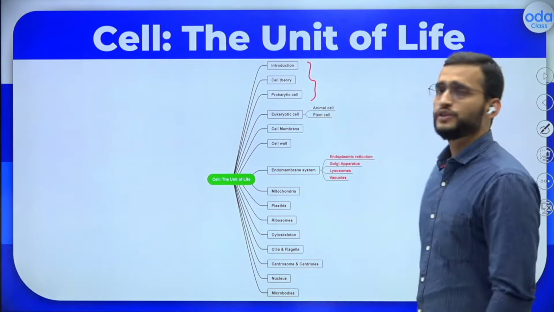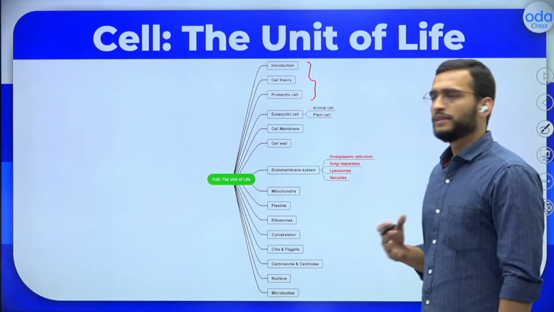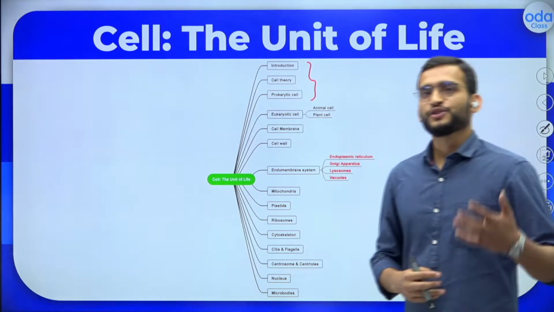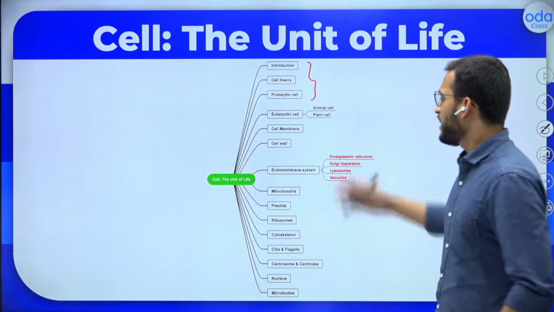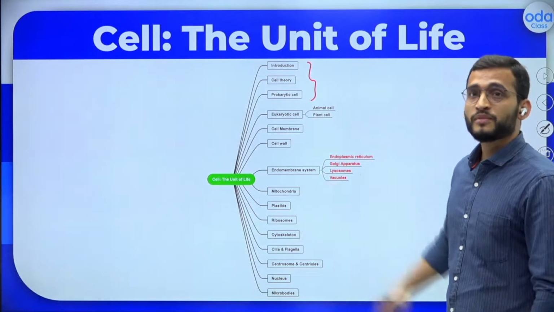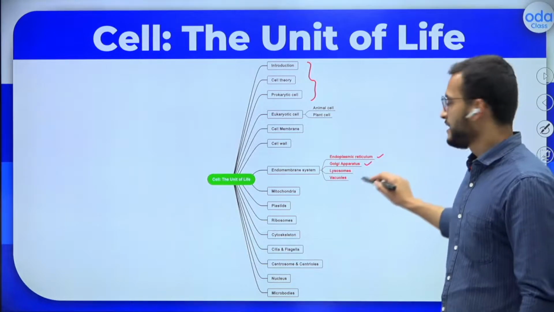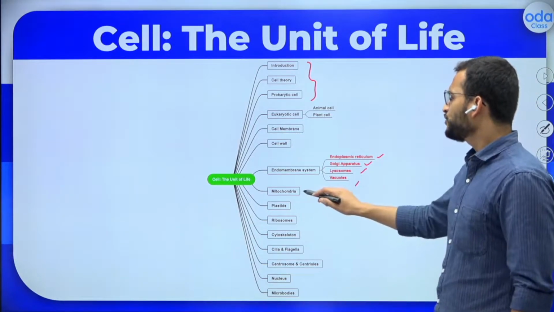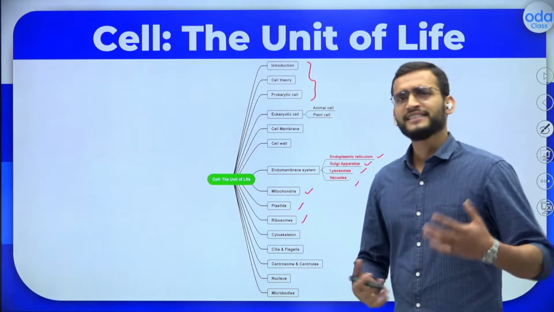So you also have eukaryotic cell, where we'll be studying about animal cell and the plant cells. We'll also have introduction about cell membrane, which is also called as the plasma membrane or the plasma lemma. You also have cell wall, endomembrane system, which includes endoplasmic reticulum, Golgi apparatus, lysosomes, and the vacuole itself. Then we'll be also talking about mitochondria, plastids, ribosomes. These all are actually the cell organelles.